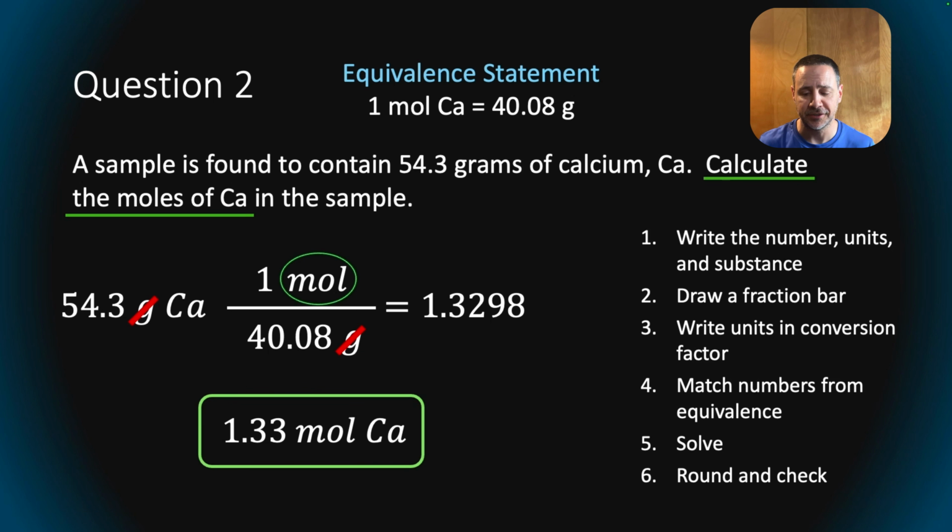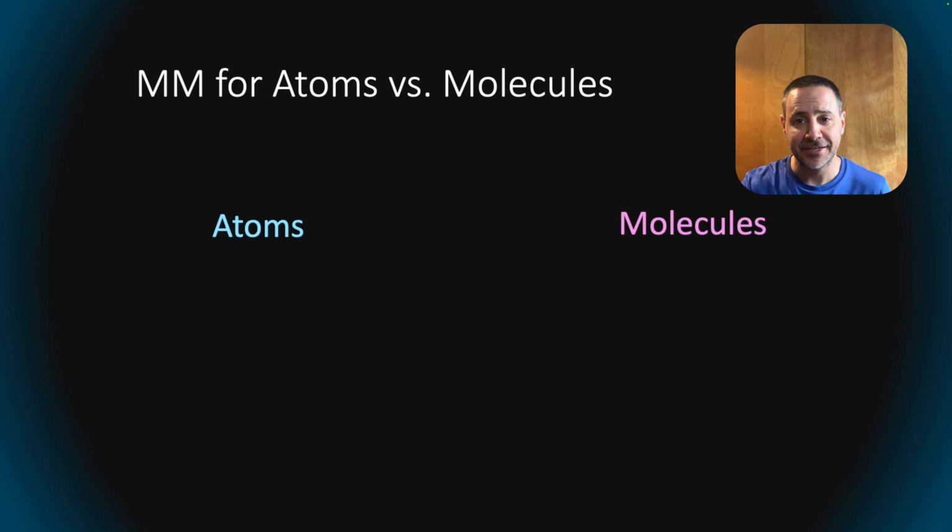1.33 moles of Ca is the correct answer. Now, this gets more interesting when you're working with a molecule instead of a single atom. This adds an extra step to an existing problem, combining different processes together.